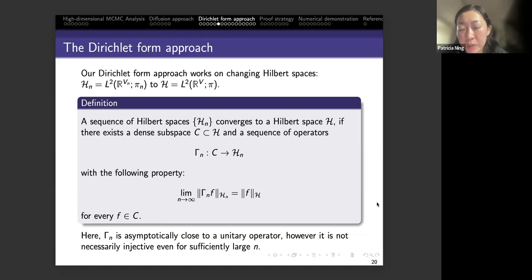A sequence of the Hilbert spaces H_n converge to Hilbert space H if there exists a dense subspace C in H, and a sequence of operators γ_n from C to H_n with the following property. The limit as n goes to infinity of the H_n norm of γ_n f is equal to the H norm of f for every f in C. Here, this γ_n operator is asymptotically close to a unit operator. However, it's not necessarily injective even for sufficiently large n.